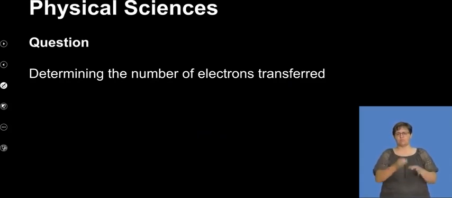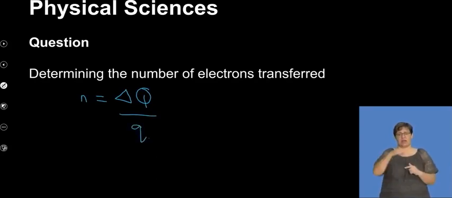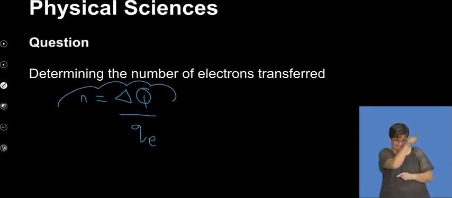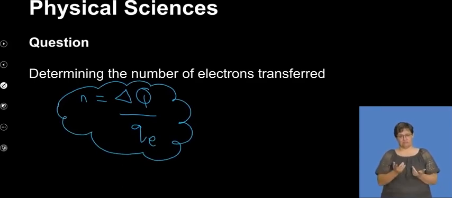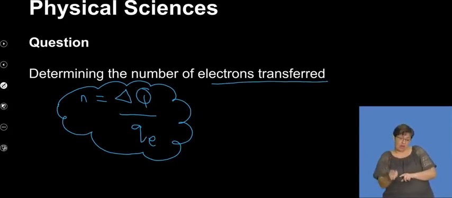So determining the number of electrons, we've done that. It's always about the quantization of charge, which is n equals change in charge divided by the elementary charge. That's the big idea in as far as the fact that charge is quantized. The change in charge of both Q1 and Q2 during the transfer has to do with the number of electrons that were transferred. That's the main idea in as far as this problem is concerned.